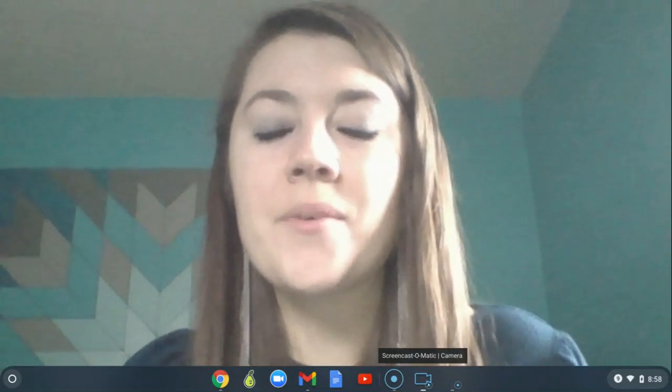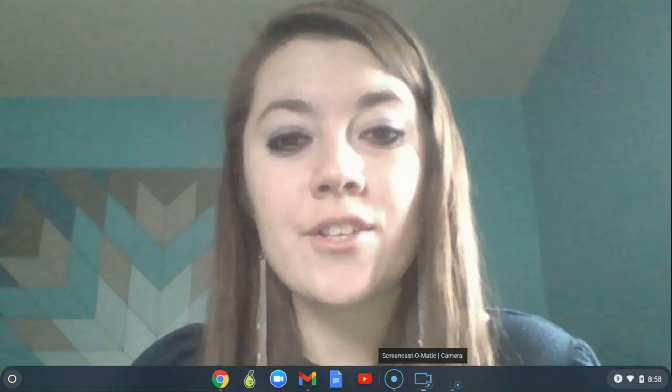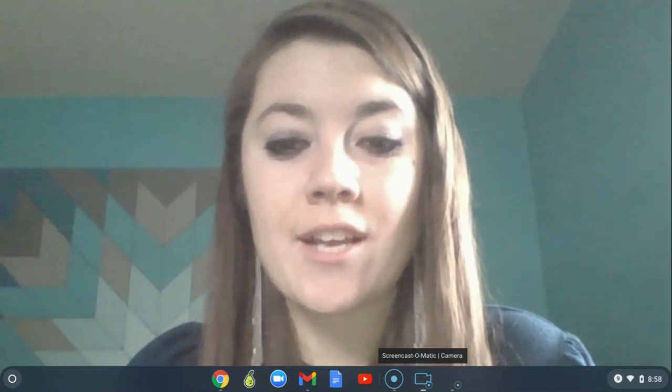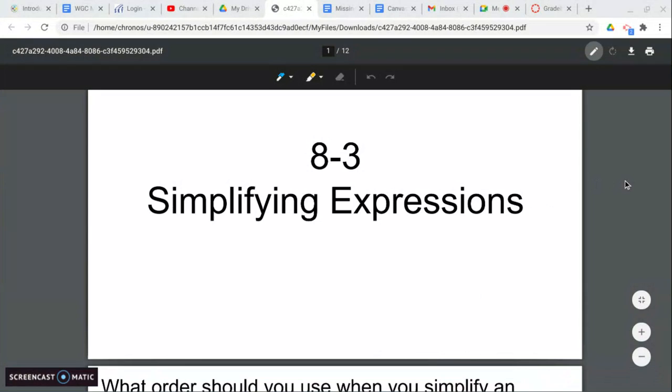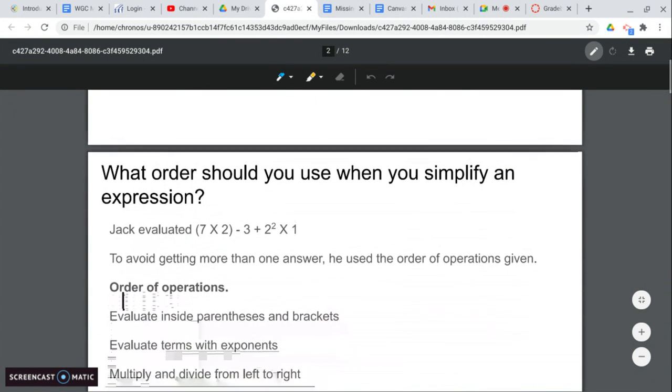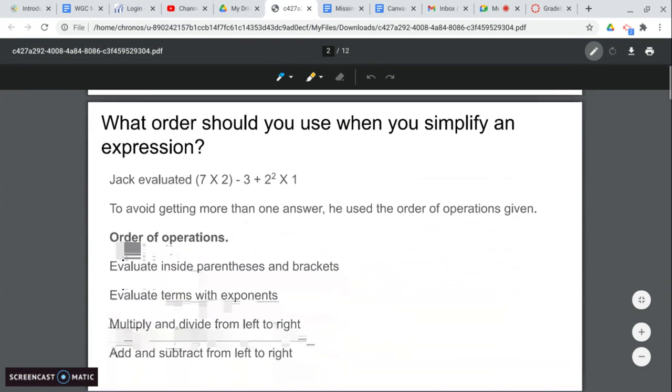Hello everyone. So what we're looking at today is 8-3, simplifying expressions. So let's go ahead and jump right in. Simplifying expressions has more to do with our order of operations. This whole chapter is going to have a lot to do with order of operations. So we're really going to work on making sure you know the appropriate order to solve our expressions. So what order should you use when you simplify an expression?